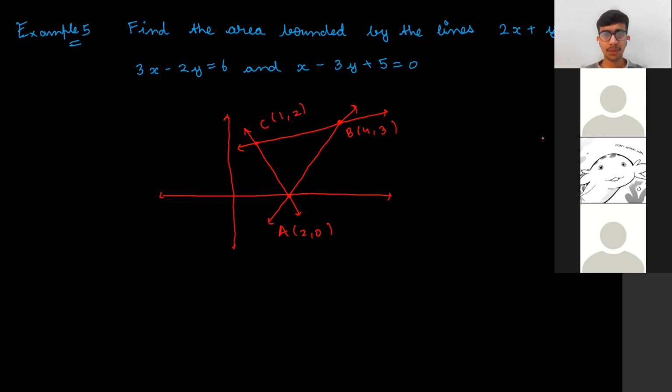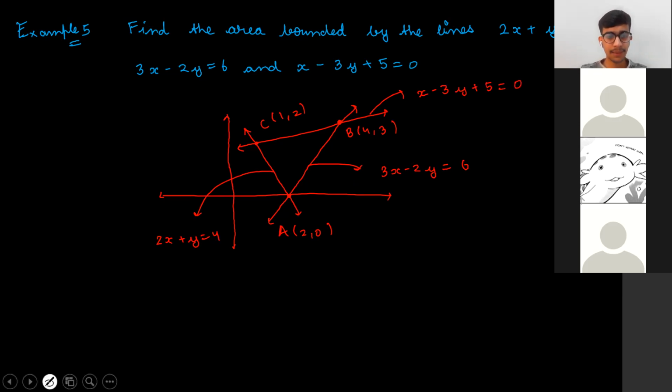Let me name the lines. This line is 2x plus y equal to 4. This line is 3x minus 2y is equal to 6. And this is the last line, which is x minus 3y plus 5 is equal to 0. So basically, we have to calculate the area of this triangle. Now, how can we do that?